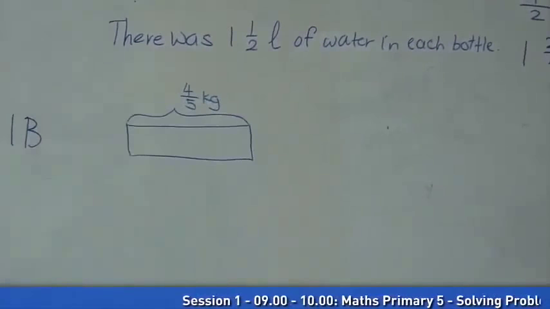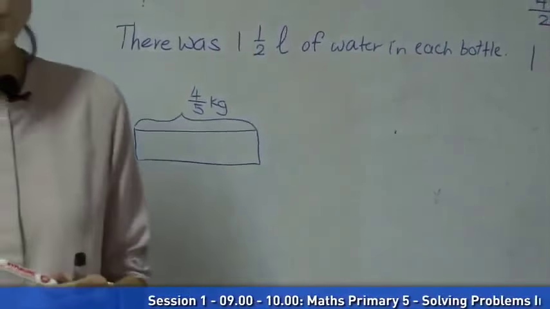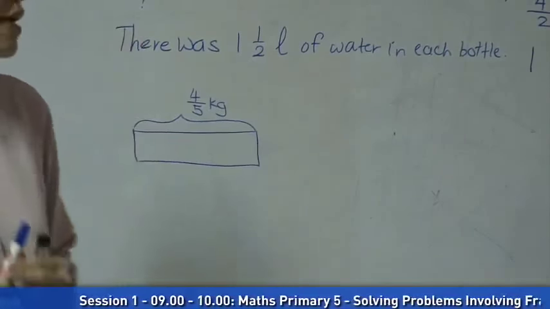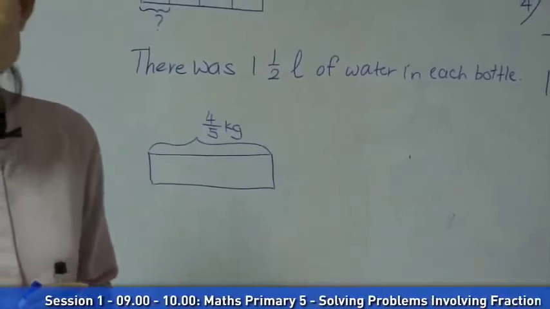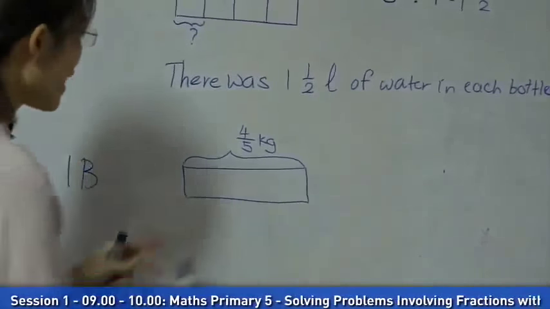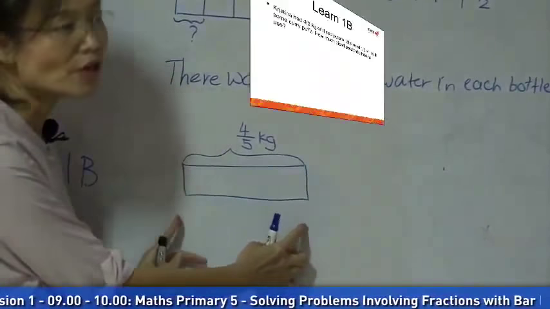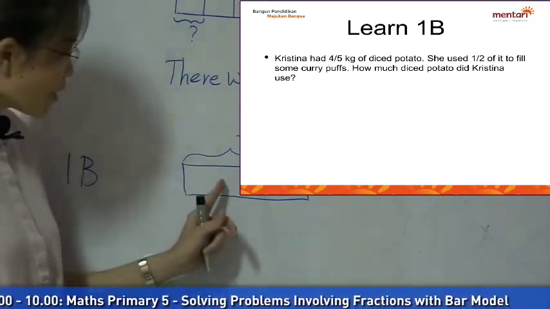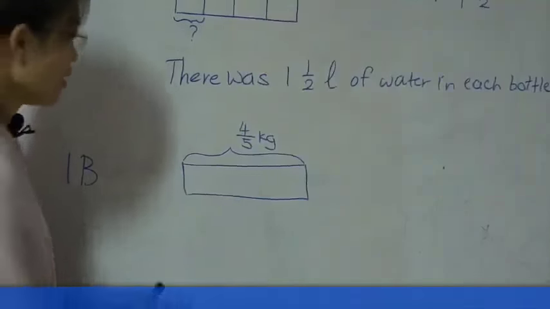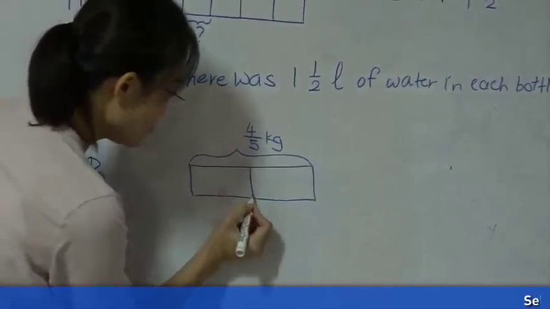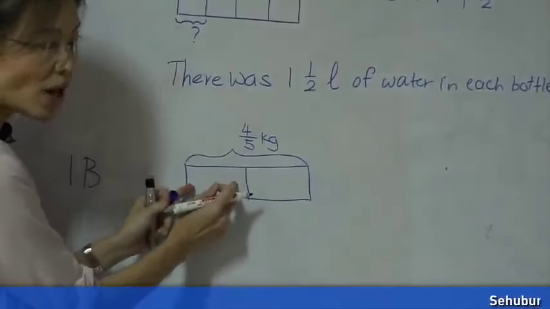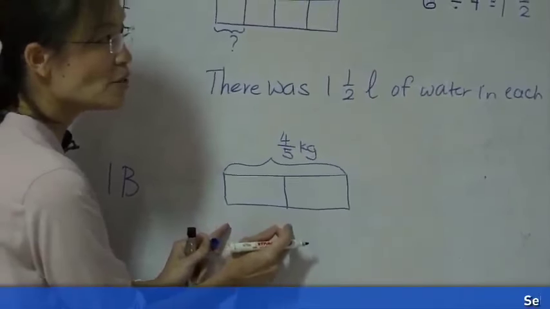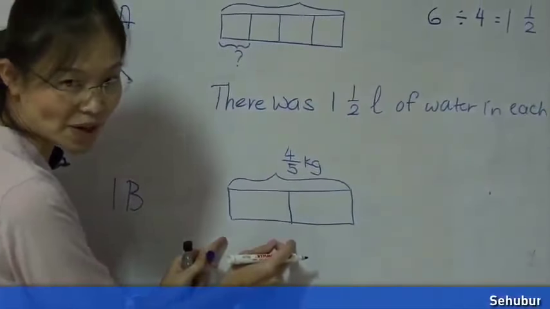Right. What is next? What did she do with this diced potato? She used half of it to fill some curry puffs. Now, if you have this diced potato and you use half of it, what are you going to do with this model? Correct. We divide it into 2 so that we can know half of it. This is the part that Christina used to fill in some curry puffs.